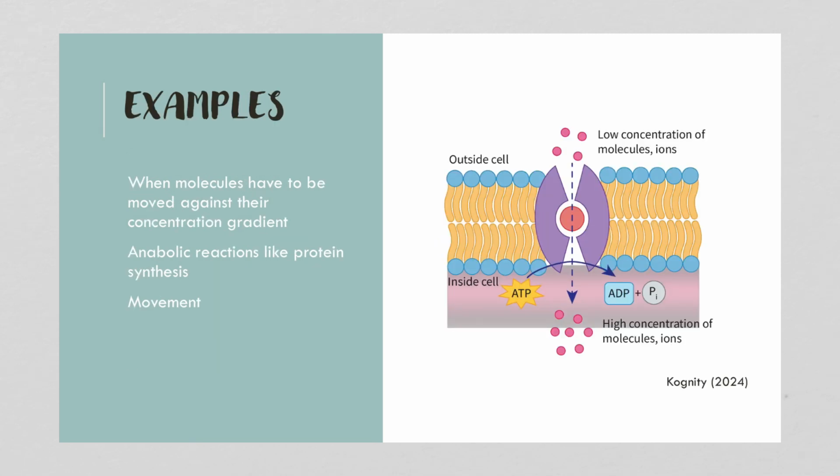Some examples of times when you would undergo phosphorylation or spend your ATP to make something happen would be when you have to move molecules against their concentration gradient. Often those protein channels aren't called channels, they're called pumps, because you're using energy, ATP, to phosphorylate that pump to push the molecules against their concentration gradient. Also, anabolic reactions like protein synthesis, where you're using energy to build things together, to remove the water and join the other two parts together, and then just basic movement or any other energy-requiring functions in the cell.